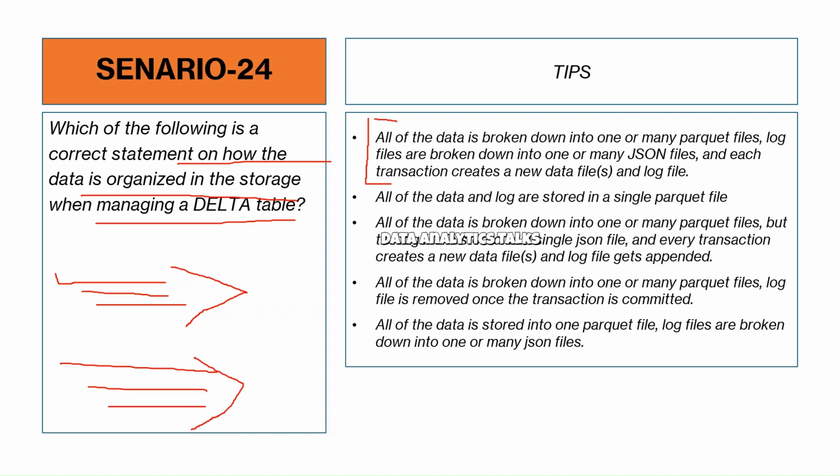All the data is broken down into one or more Parquet files. Log files are broken down into one or many JSON files, and each transaction creates a new data file and log file. Second option: all the data and logs are stored in a single Parquet file. It is impossible. All the data is broken down into one or many Parquet files, but the log file is stored as a single JSON file, and every transaction creates a new data file and the log file gets appended. This is also not correct.